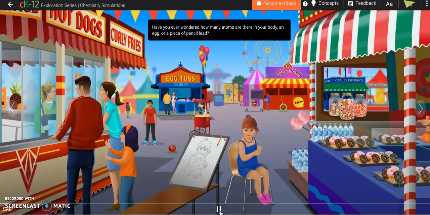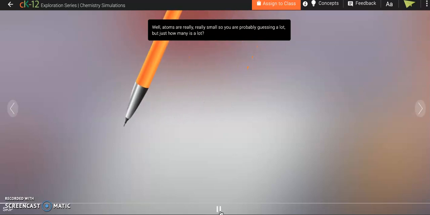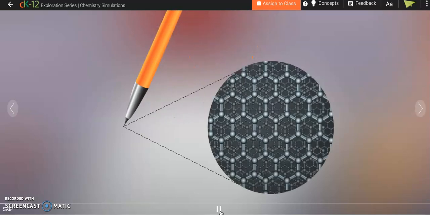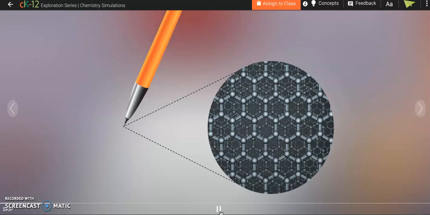Have you ever wondered how many atoms are there in your body, an egg, or a piece of pencil lead? Well, atoms are really small, so you're probably guessing a lot. But just how many is a lot? One piece of pencil lead has 2.056 times 10 to the 21st carbon atoms. That's a lot of zeros.